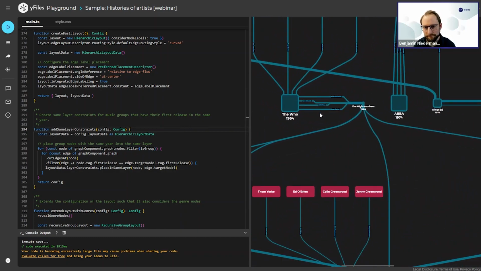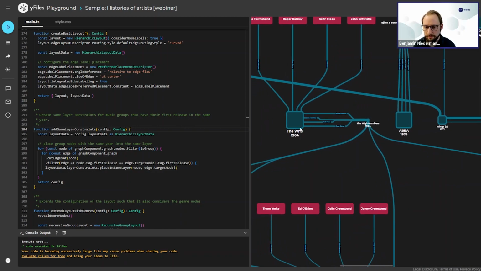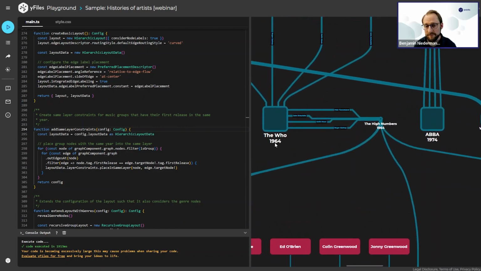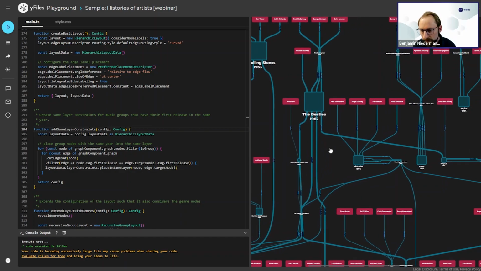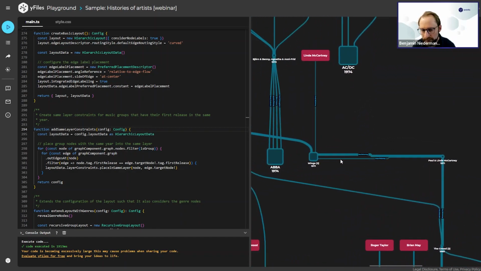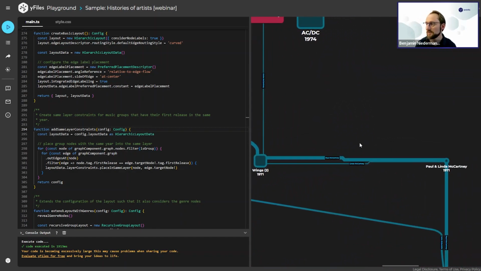If we go, let's say, to The Who and the High Numbers, we can see again they have the same release date. The first releases were in 1964, and now they are placed horizontally in the same layer. The same should also be true for Wings and Paul McCartney here. So we have introduced very simple constraints, just expressing this visual information that the algorithm cannot know by itself.